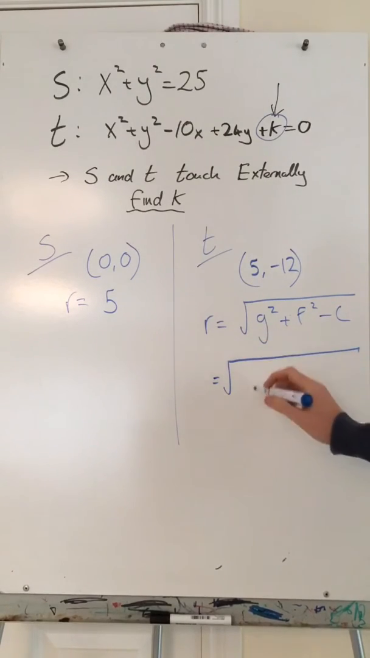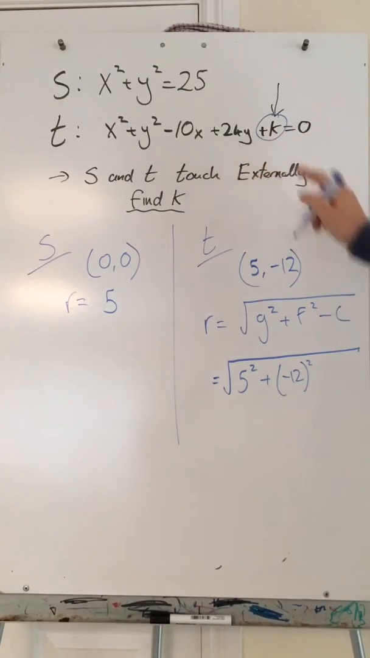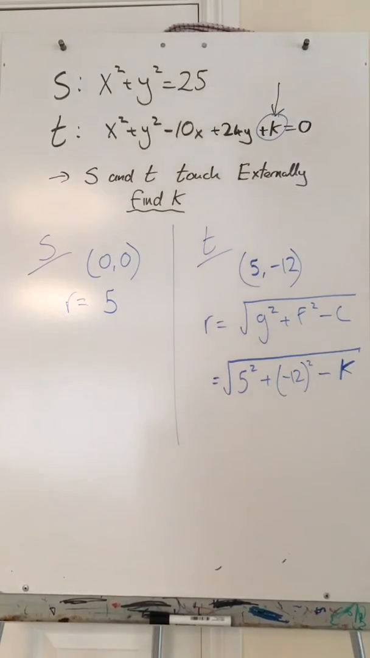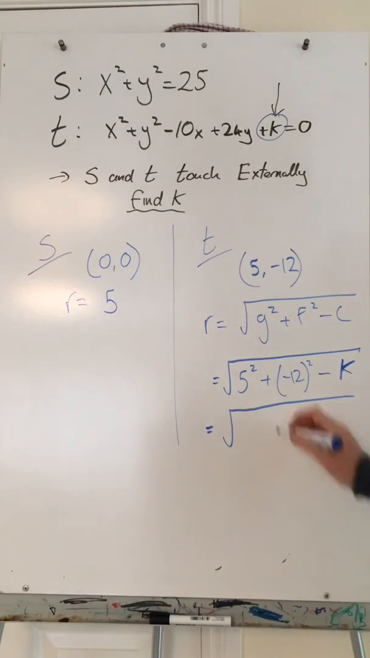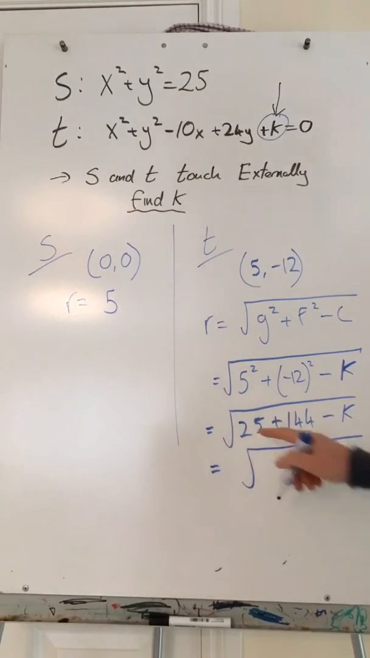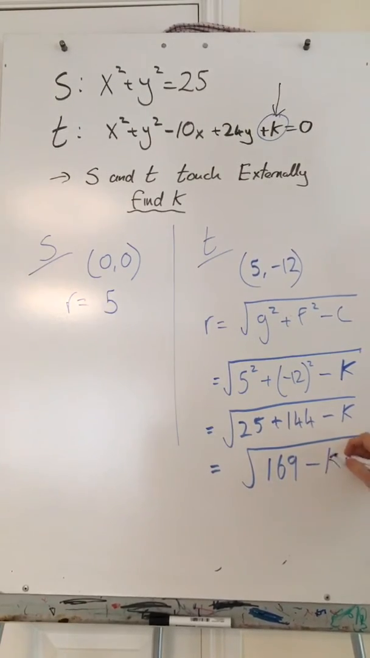So it would be g squared, which is 5 squared, plus f squared, which is minus 12 squared, minus whatever our c is, but our c is actually, unfortunately, a k. So to get our final answer, that is going to be 25 plus 144 minus k, and we can tidy that up a little bit. 25 plus 144 is going to give me an answer of 169 minus k. And unfortunately that is all we can do there for the radius because we have no idea what k is.